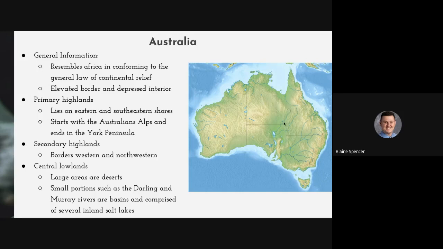We see these rivers right here, which form some basins, different areas where they can grow crops, and there are several lakes within there that are salt lakes. But we see that the bulk of Australia here in the middle is going to be a desert. There are some lakes and some rivers, but very, very few. So the bulk of the central lowlands is going to be a desert.